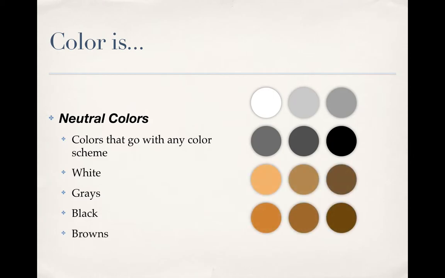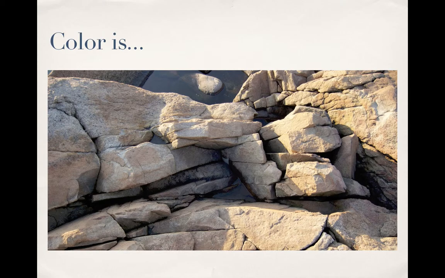We can also throw browns in there as well, because if you were mixing a brown with paint, you would end up mixing all the primaries, or two complements together. So in essence, browns contain all of the colors. Those are physically mixed together. So in this photograph, I can show you an example of neutral colors in the photograph.